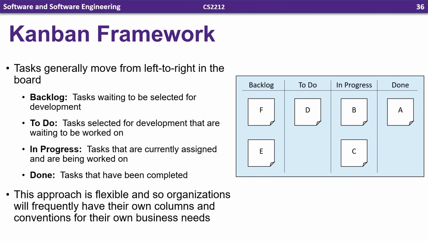So in this variant, the backlog is tasks waiting to be selected for development. To do would be tasks selected for development that are waiting to be worked on, and in progress are tasks that are currently assigned and are being worked on. Done are tasks that have been completed. And like I said, each organization has its own needs and goals, so they are going to have their own sort of categories and columns on this board.